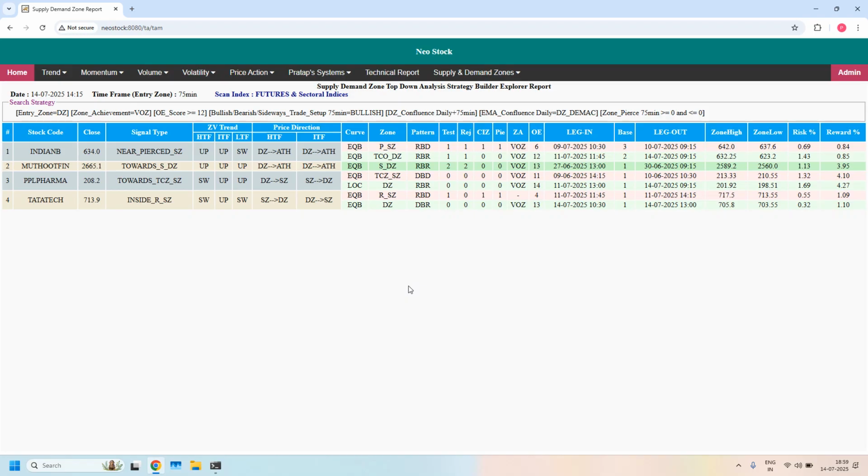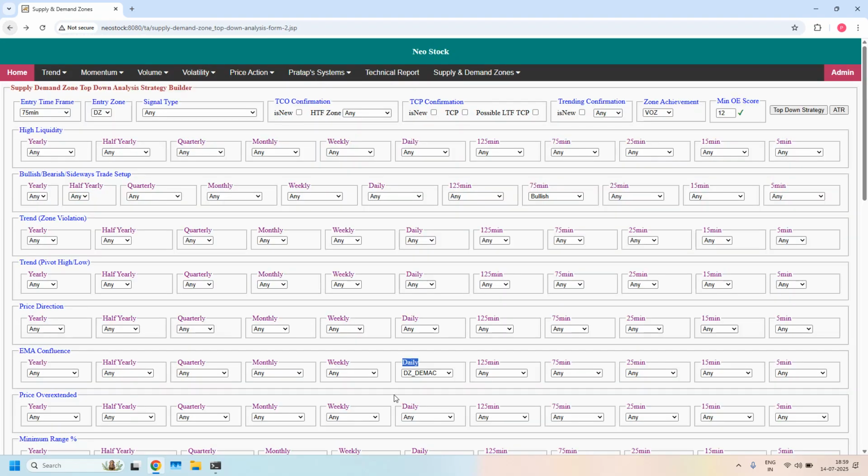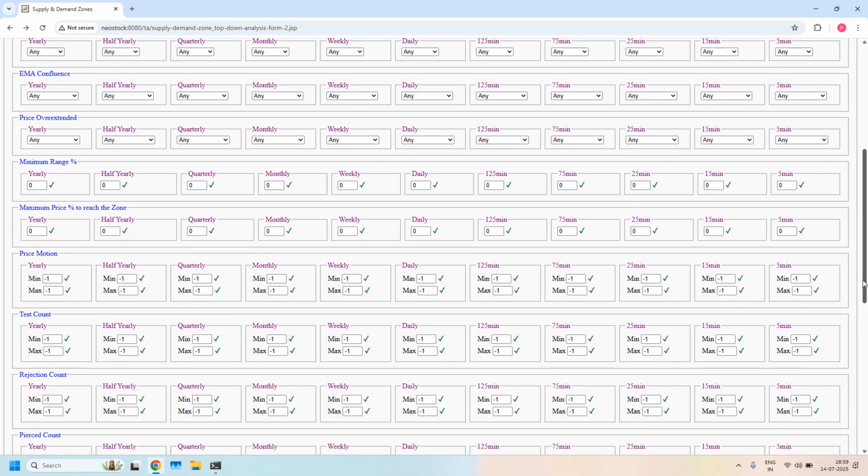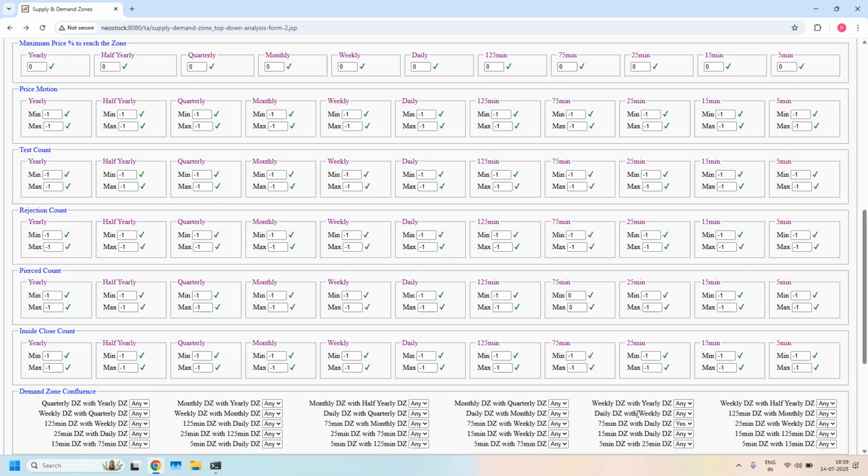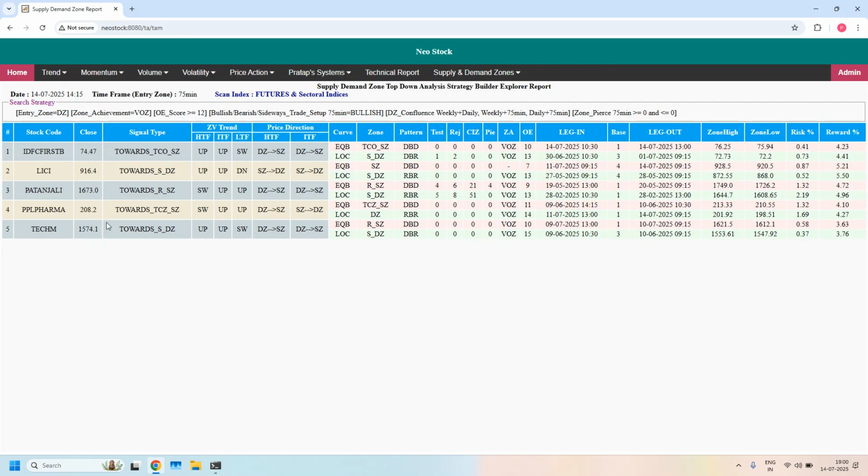Okay, next we will filter based on 75 minutes, daily and weekly demand zone confluence. I am removing EMA filter. Demand zone confluence, 3 filters we have to set. 75 on daily already enabled, 75 on weekly, and daily and weekly demand zone confluence. With all the 3 filters, we got 5 stocks. In all the 5 stocks, 75 minutes demand zones overlapped with daily, both together overlapped with monthly.